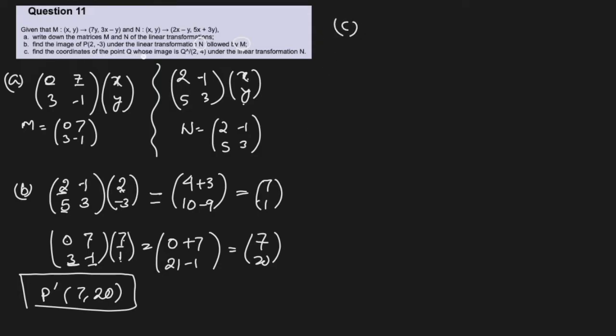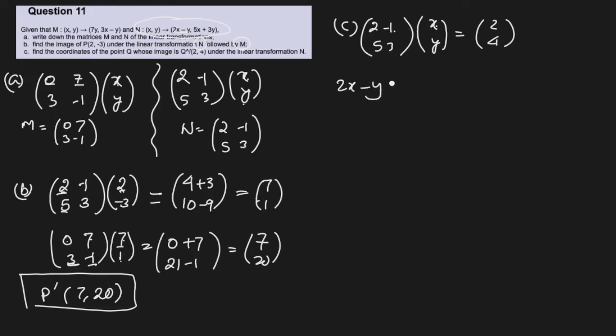Find the coordinates of the point Q whose image is (2, 4). We want to find some point (x, y) whose image is (2, 4) under N, and N was this: [2, minus 1; 5, 3]. And they've already written here, this is the transformation they've written here. So 2x minus y is equal to 2. And the second equation is 5x plus 3y is equal to 4.